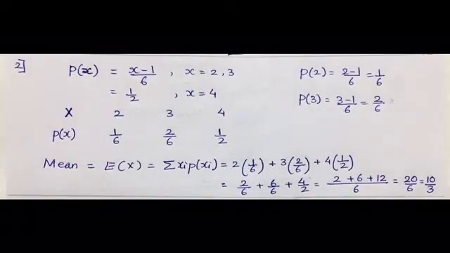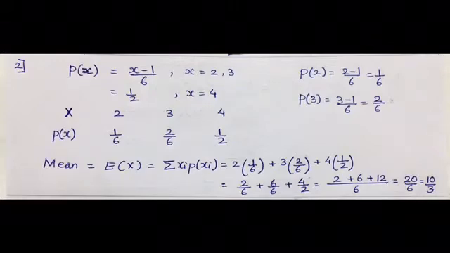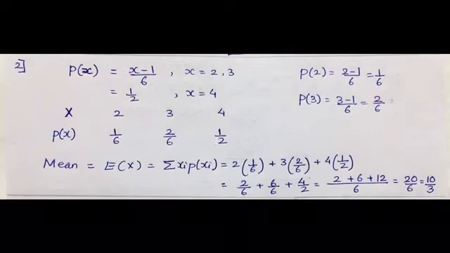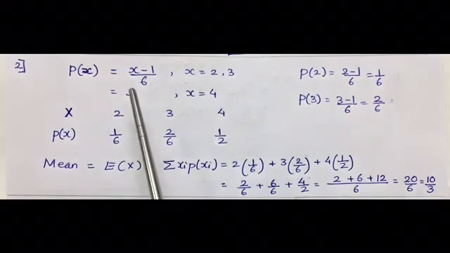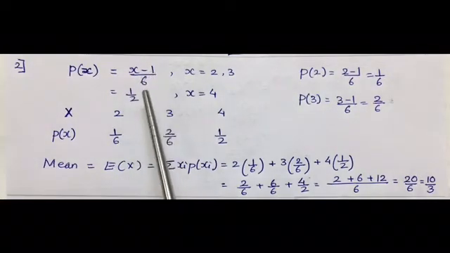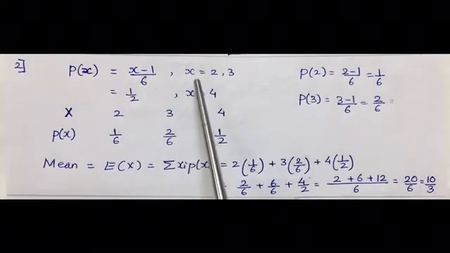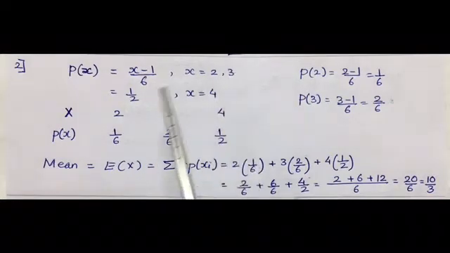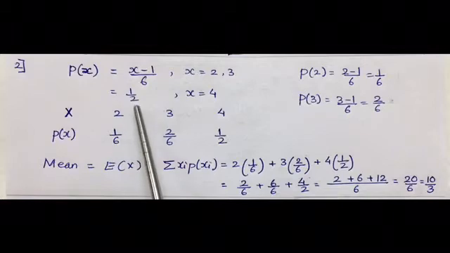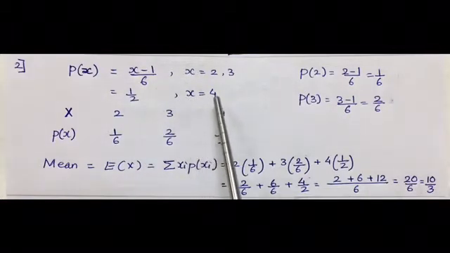Question number 2 of section C is, calculate mean of the discrete probability distribution Px given by x minus 1 divided by 6 when x takes the value 2, 3 and is equal to half when the value of x is equal to 4.